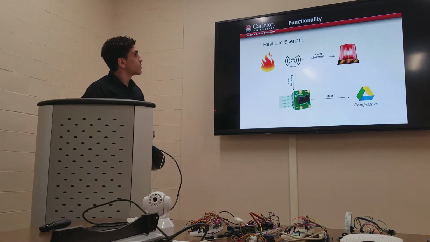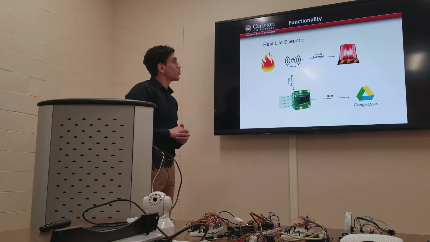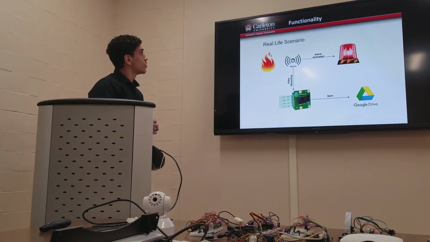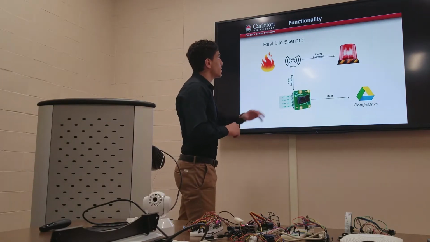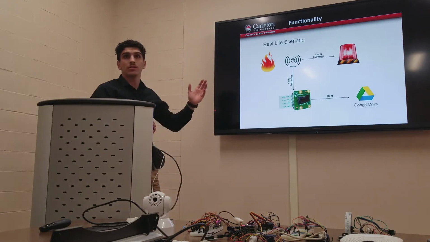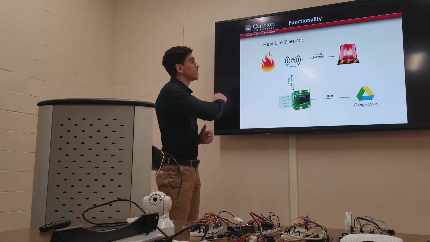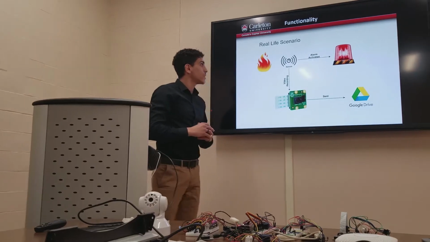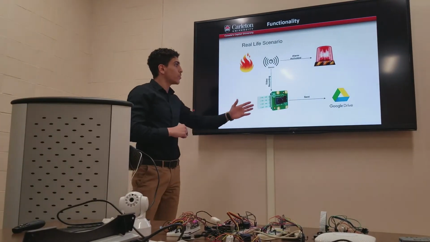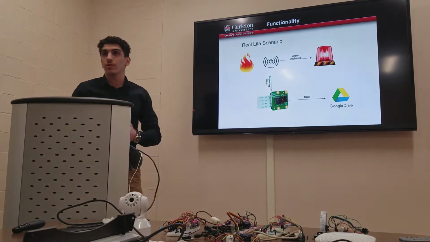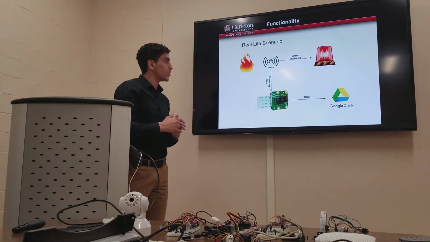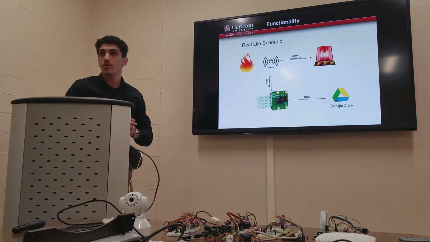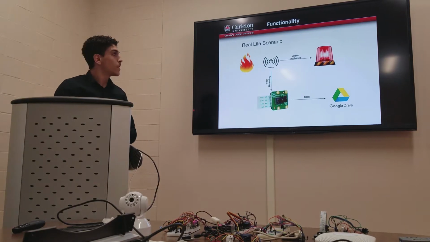I created this real-life scenario to show you how the circuit functions. So let's say there's a fire event. The temperature sensor will detect the fire, and as soon as the sensor detects the fire, it's going to activate the alarm and at the same time start recording. The recording happens 30 seconds before the fire event, and it keeps on recording a 30-second post video.